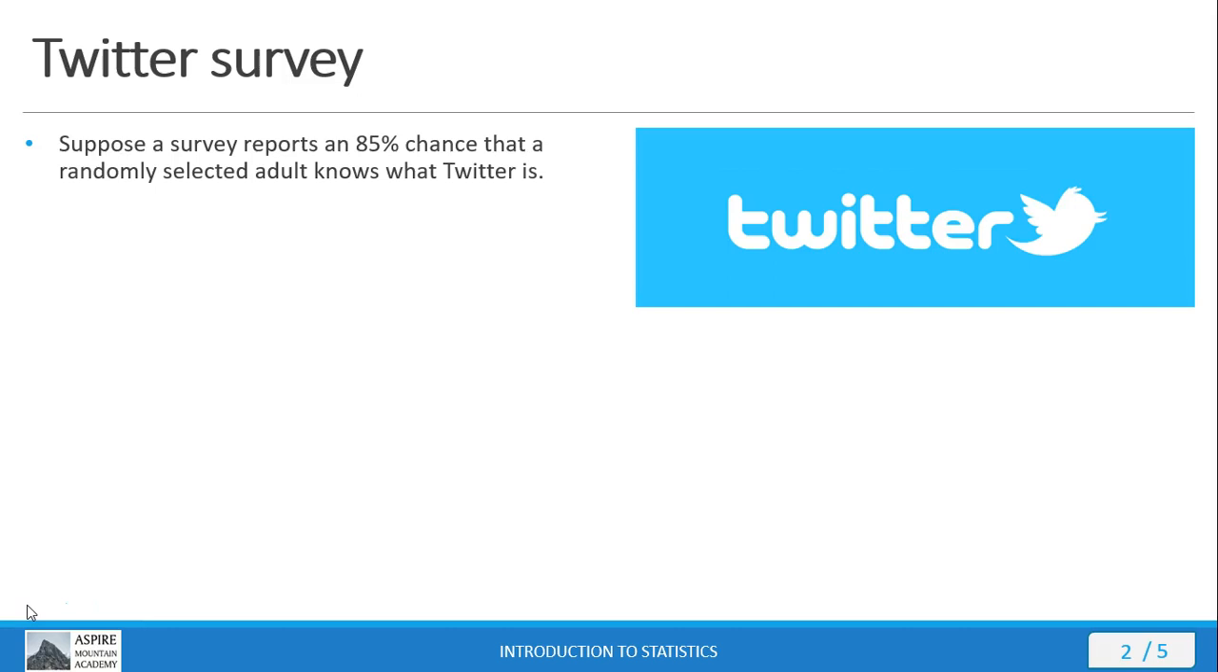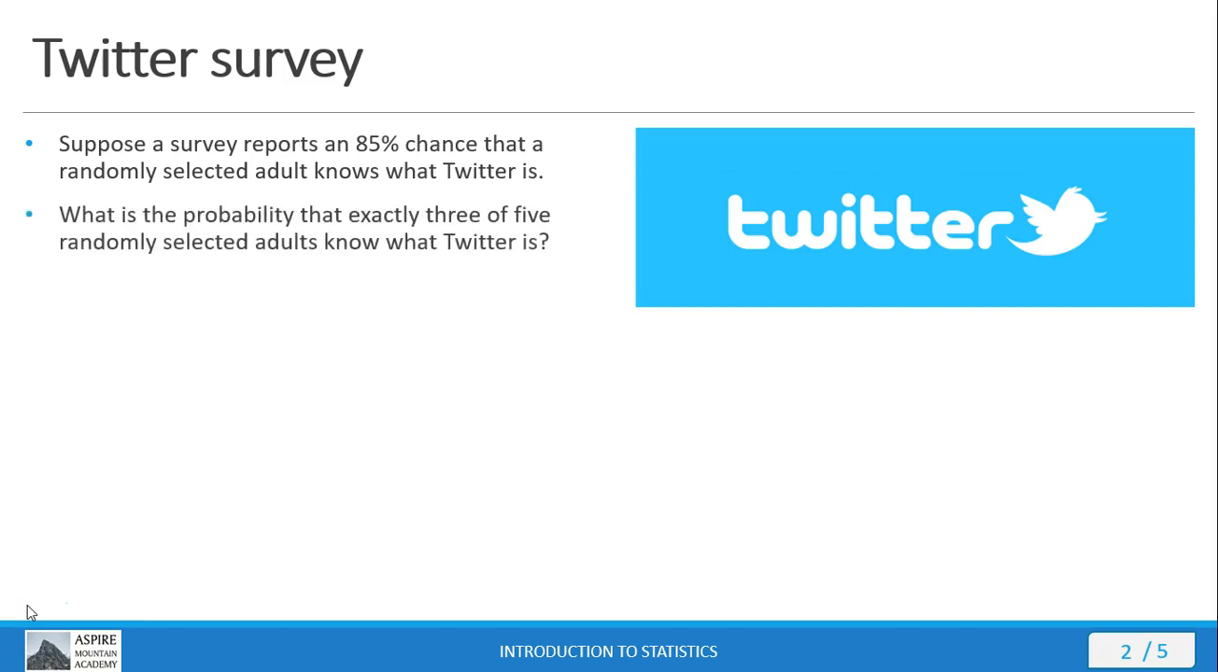To demonstrate the first method, we're going to look at an example problem involving Twitter. Suppose a survey reports an 85% chance that a randomly selected adult knows what Twitter is. What is the probability that exactly 3 of 5 randomly selected adults know what Twitter is?